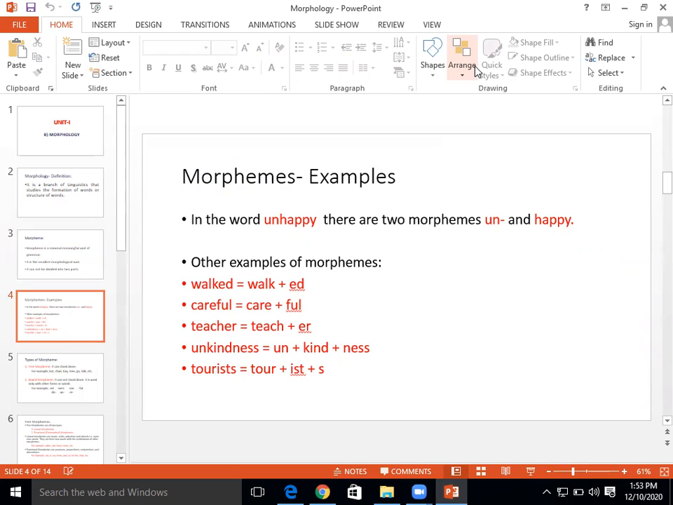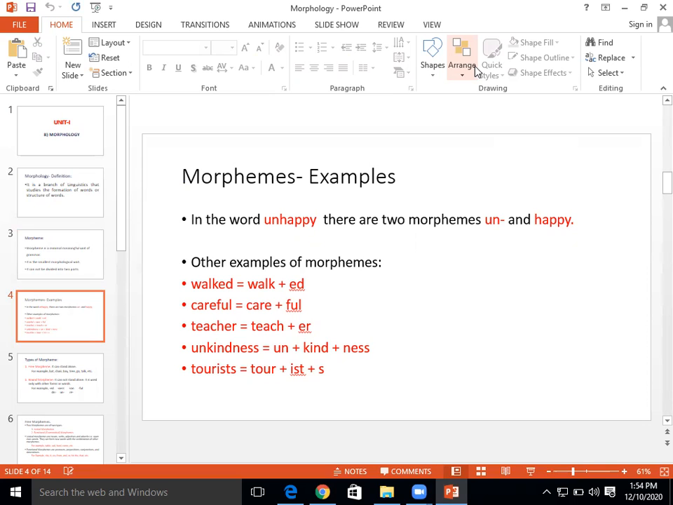In the word unhappy, there are two morphemes, un and happy. In some other examples, we can see walked. There are two morphemes, walk and ed. So walk and ed are two morphemes because walk cannot be divided further, and ed also cannot be divided further. In the other example, careful, there are two morphemes, care and full. Teacher: teach and er. Unkindness, there are three morphemes, un, kind and ness. And in the word tourist, there are three morphemes, tour, east, and yes.